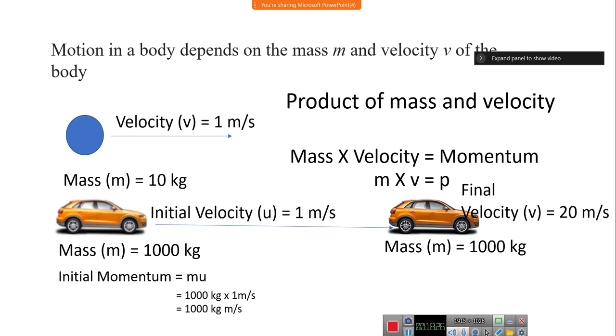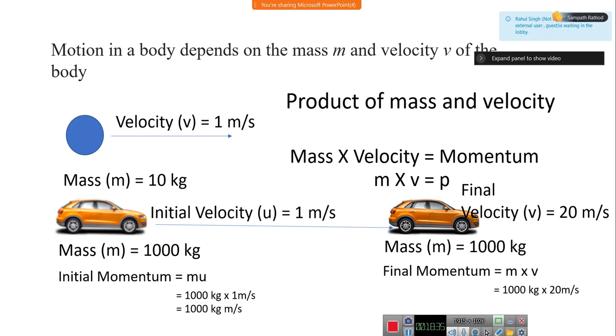And then you will get the average momentum if we multiply by mass. Now we will find the final momentum, and final momentum is m into v, not u. So what is mv? V is 20 meters per second. Now tell me what is the answer? 20,000 kg meter per second. Okay, it is a vector quantity. I'll come back to that.